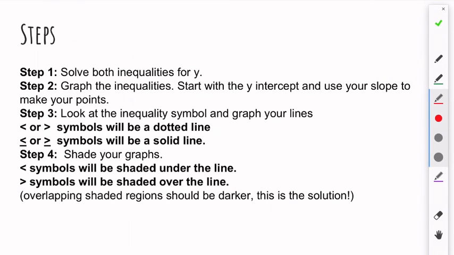But before we do, I want you to learn the steps that are involved with solving inequalities. So first of all, you're going to solve both of the inequalities for y. So you're going to have something that looks like this: y is greater than, might even be greater than or equal to, maybe 2x plus 2 or something like that. The other one might be y is less than 3x minus 1. I don't know what it would be, but we're going to solve both of these for y.